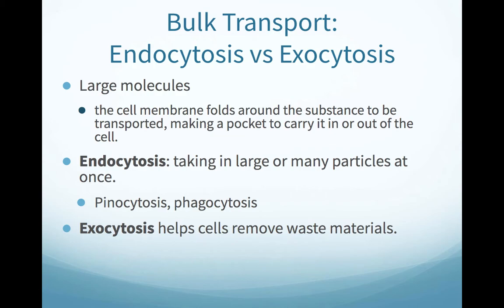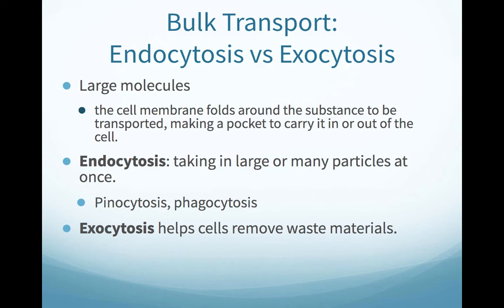And one general type of active transport is called bulk transport, and the two types are endo and exocytosis. And these are for moving large molecules. Endocytosis is taking in those large particles, and exocytosis is removing them. And there are actually two different types of endocytosis, pinocytosis and phagocytosis. Pinocytosis is moving fluids, phagocytosis is moving foods.